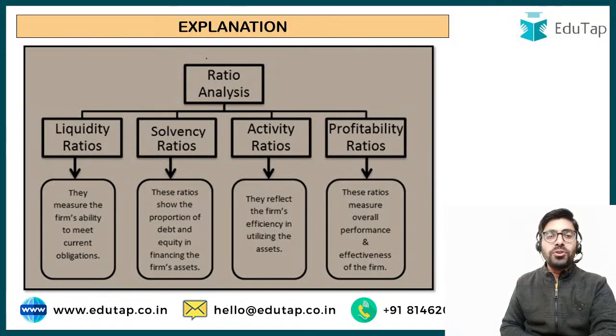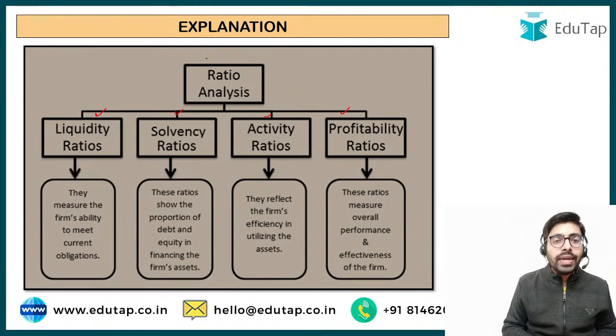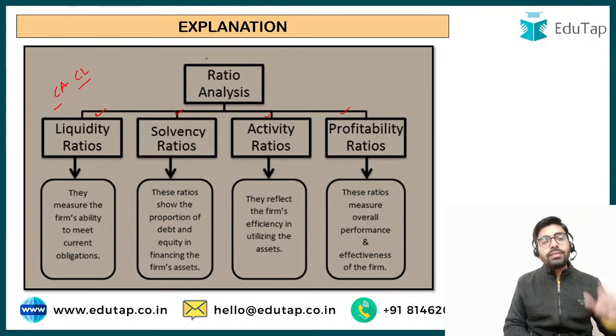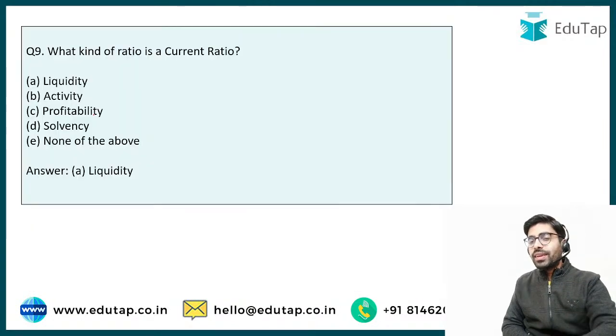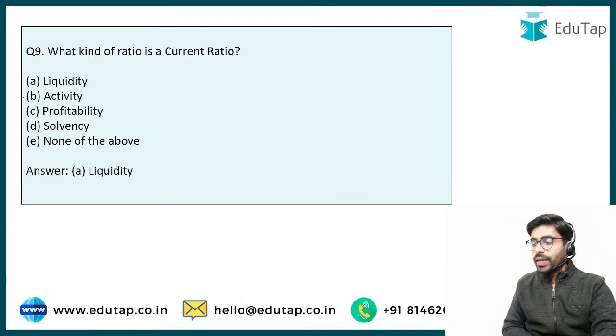Remember, I showed you this chart yesterday and I told you liquidity, solvency, activity, profitability. These are the 4 types of ratios. And I told you कि liquidity में we are concerned with current assets and current liabilities. So this current ratio is a liquidity ratio. So those who have listened to the last class very clearly would be able to answer it very easily.